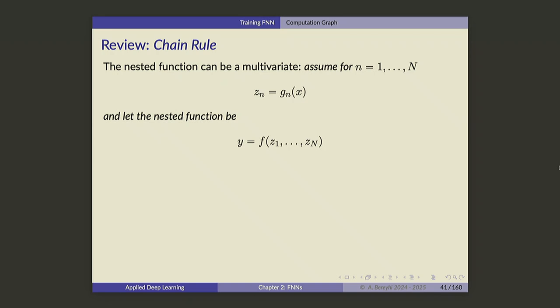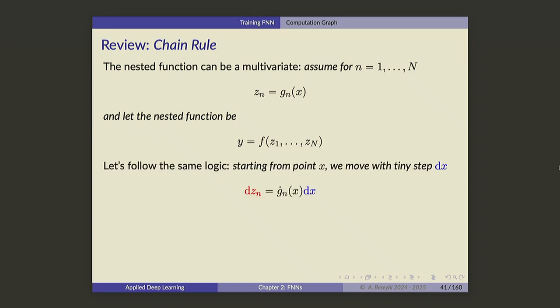Well, you can simply say that for every single z that I have in between, if I want to know how it changes, I just need to know the derivative of the function connecting it from x, right? So the derivative of z is going to be basically the derivative of that particular function. Now, you have all of these guys: you have d of z1, d of z2, until d of zn. And now you want to know how y changes. What should you do?